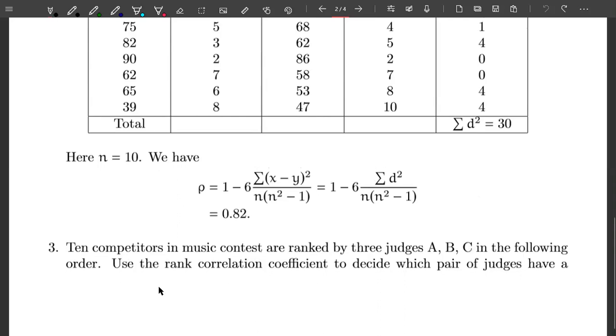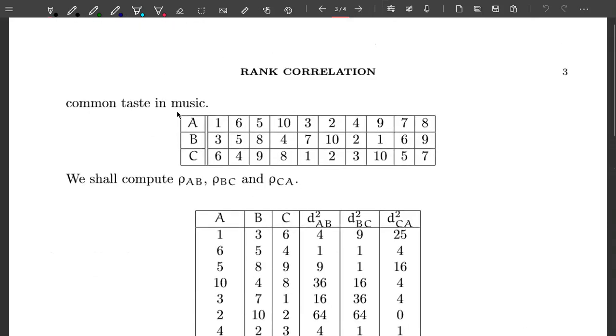Third one, 10 competitors in a music contest are ranked by 3 judges A, B and C in the following order. Use the rank correlation coefficient to decide which pair of judges have a common taste in music. So now these are the ranks given by 3 judges.